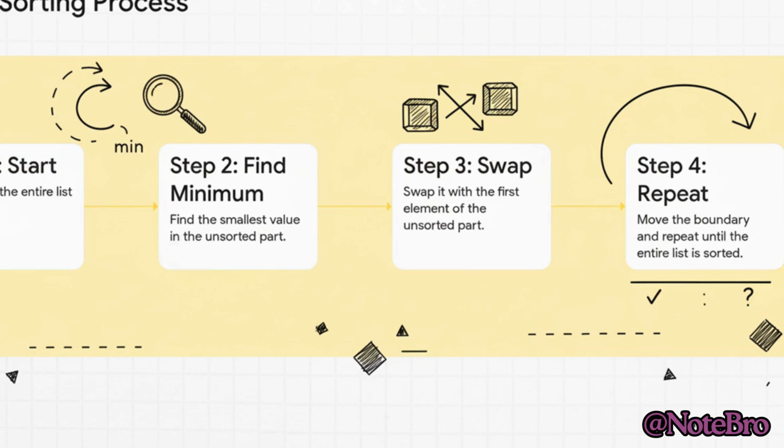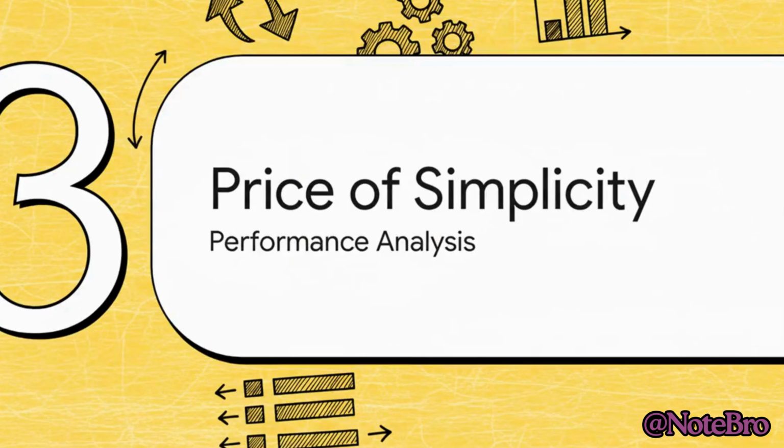You see the pattern? We just keep going. Next unsorted part is 8, 6, 5. The smallest is 5, so we swap it with the 8. And just like that, the whole thing is sorted. Simple and very methodical. Now that simplicity is beautiful, isn't it? But it comes at a cost. And now we have to talk about performance, or what I like to call the price of simplicity.